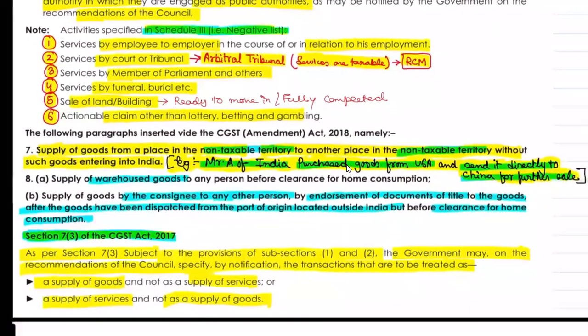Now let's see point 8. Supply of warehouse goods to any person before clearance for home consumption. Let's read point B, then I'll go to that diagram. Supply of goods by the consignee to any other person by endorsement of document of title to the goods after the goods have been dispatched from the port of origin located outside India, but before clearance for home consumption. No worries, I'm coming to that. Give me a minute.